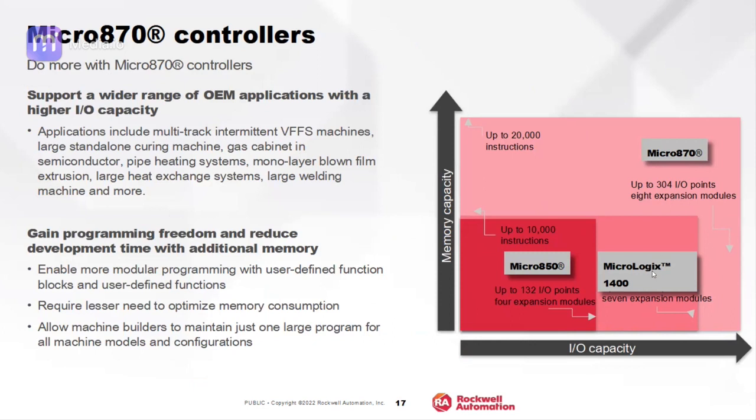The MicroLogix family supports 256 IOs only, but Micro 870 can support more than 304 IO also. Remote IO machines, customized machines, we can position.